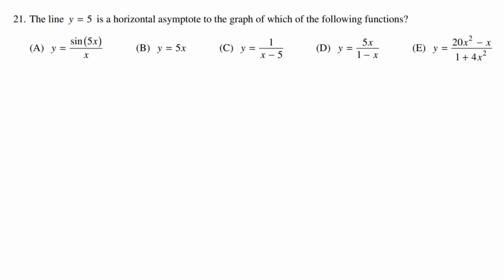In 21, the limit to infinity is the same thing as a horizontal asymptote, so we just try it on each one, and it works for number E, because 20 over 4 equals 5.